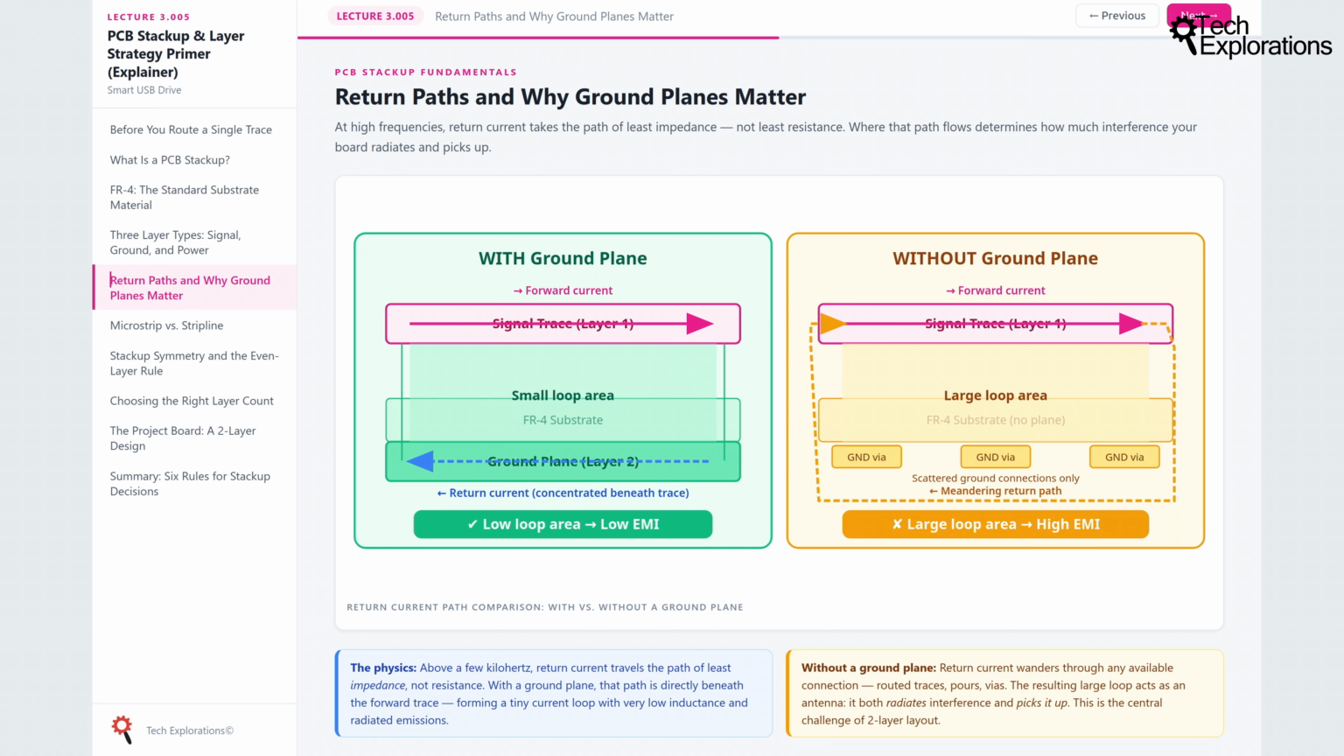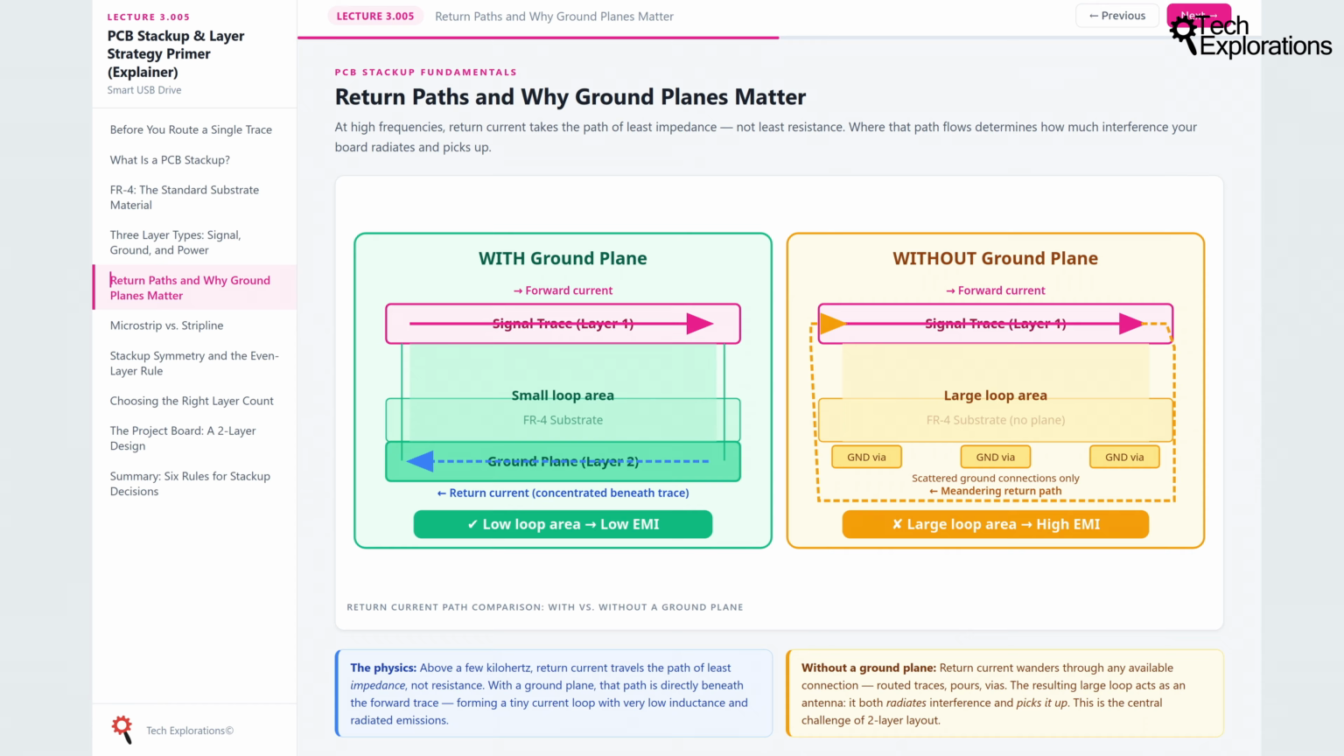And this is why every high-speed signal needs a closely coupled reference plane, not just for impedance control, but also for keeping the return current dissipated and the loop area small. On a two-layer board without a dedicated ground plane, this is the central challenge of the layout. On a board with more layers, such as 4 or 6, dedicated reference planes make this work easier, and the results are better. We'll address this directly later on.